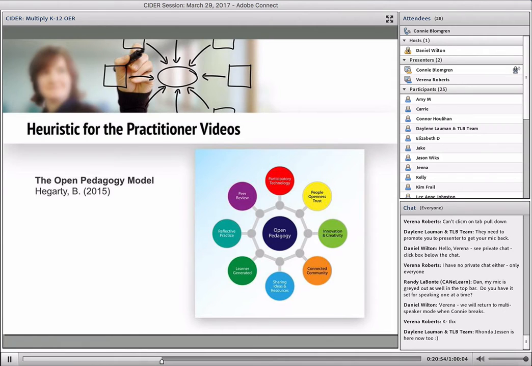And so we broke up the videos into two parts. The first one is the first four attributes of participatory technology: trust, innovation and creativity, and connected community. So those first four attributes are in the first video. The last four attributes of sharing, learner-generated, reflective practice, and peer review are in the second video. So just to break it up and to sort of help people understand where all this content from the video interviews fit.